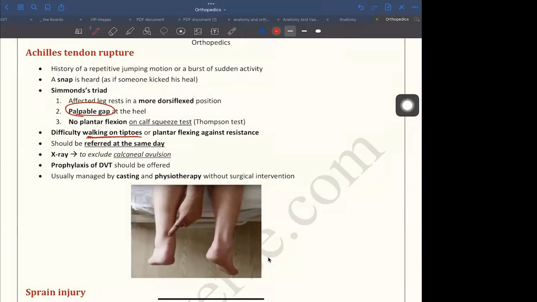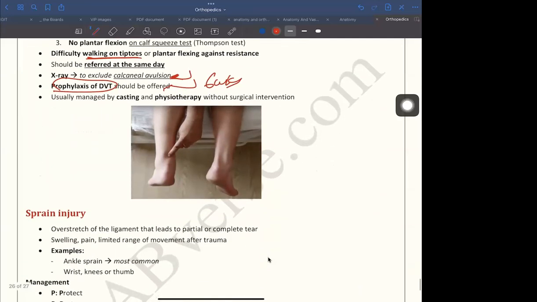You do an X-ray, and you will see calcaneal avulsion usually. Prophylactic DVT treatment is very important, and they need to take it for 6 weeks. They're at high risk of having DVT. You can treat it by casting, or sometimes surgery is an option as well.